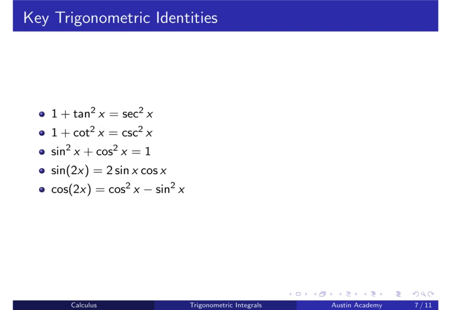Key identities to remember: 1 plus tan squared x equals sec squared x. 1 plus cot squared x equals csc squared x. Sine squared x plus cosine squared x equals 1. Sine of 2x equals 2 sine x cosine x. Cosine of 2x equals cosine squared x minus sine squared x.